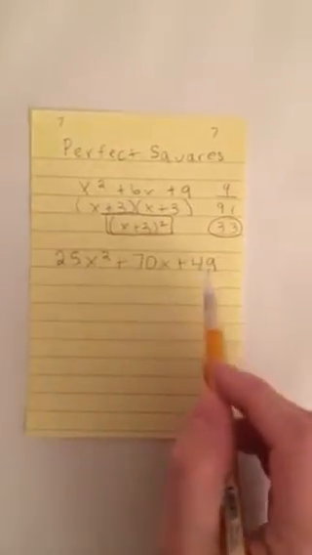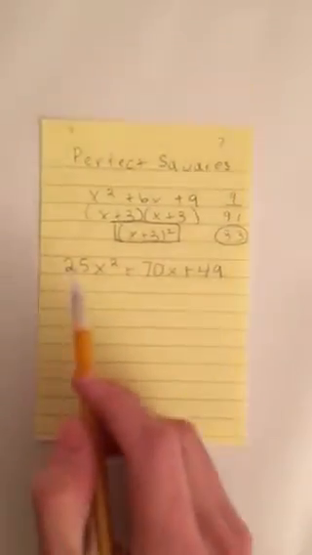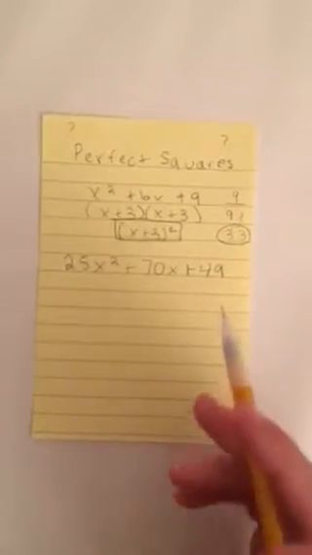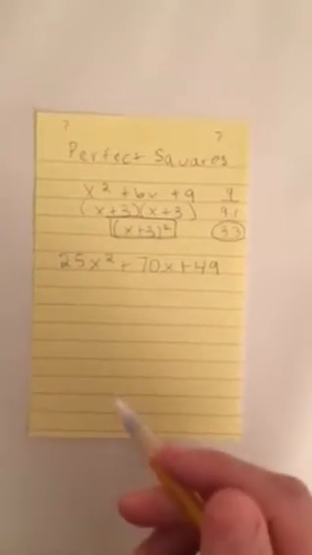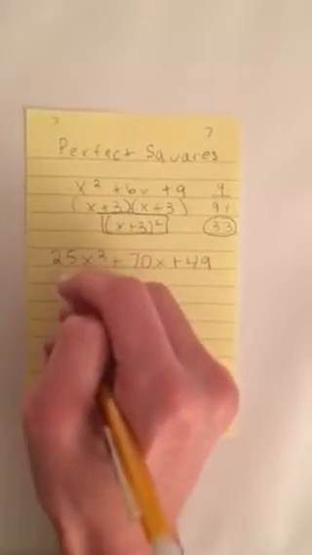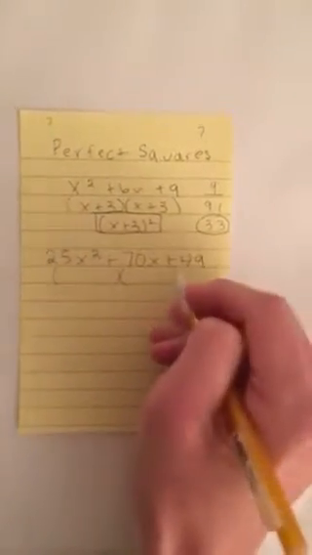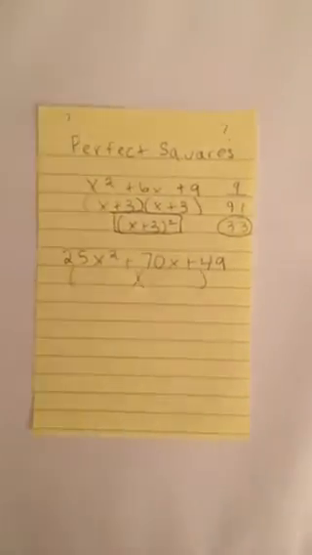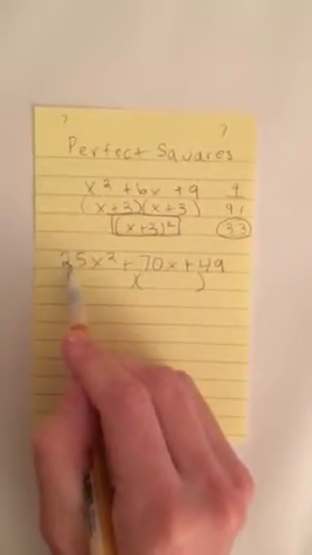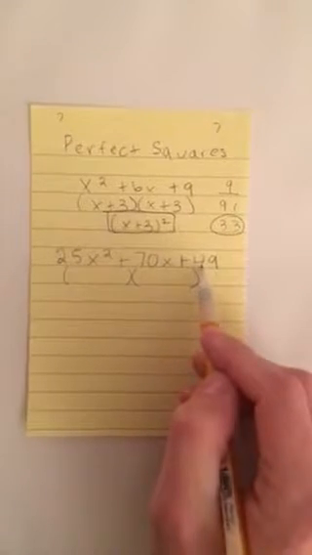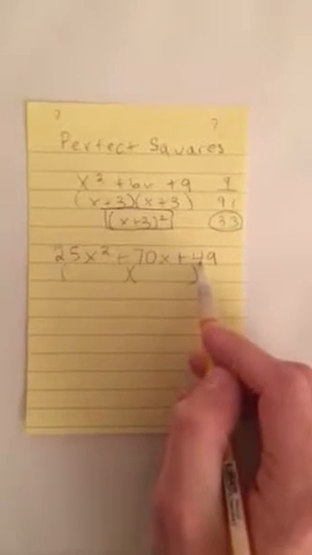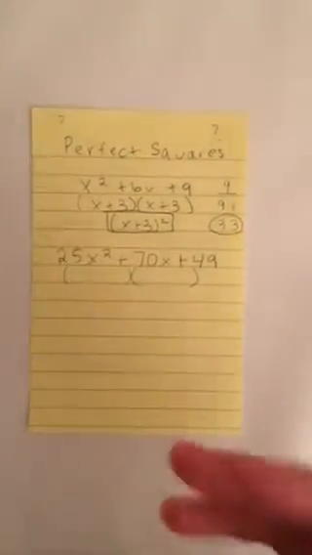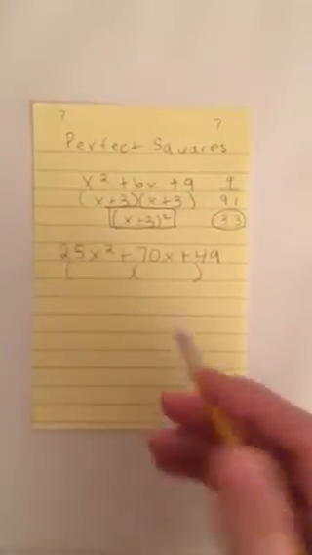Imagine doing this problem by grouping. 25 times 49. What? I don't want to multiply that. Let's check to see if this is a perfect square trinomial. And I know to try to check that because 25 is a perfect square and 49 is also a perfect square. So let's see if I can derive these binomial factors by inspection.